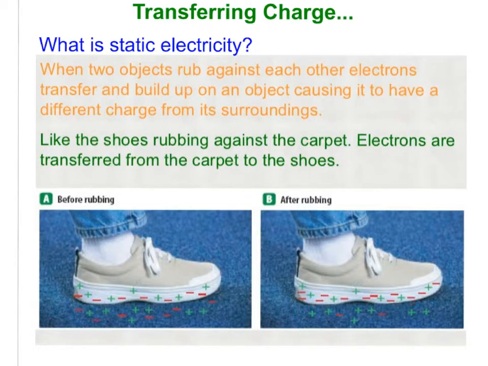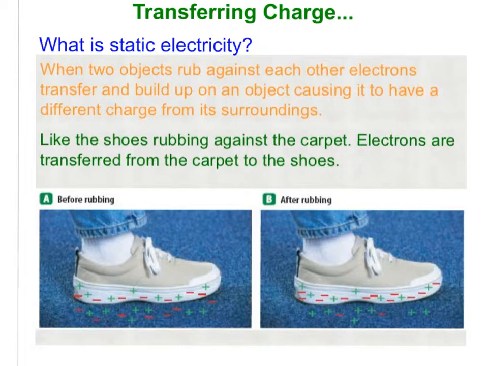And you can see that here. We have fewer electrons in the carpet now. Those have been transferred into the shoe. When that happens, the shoe ends up with an accumulation of excess electrical charge. Oftentimes, this is referred to as static electricity.